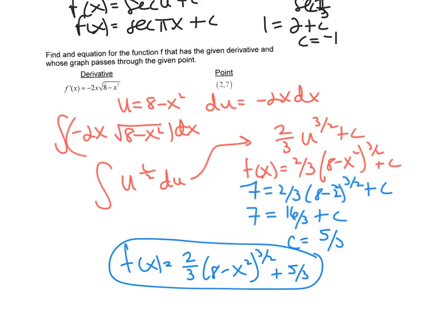All right, and hopefully you got f of x equals 2/3 times (8 minus x squared), all to the 3/2, plus 5 over 3. So feel free to check out my work if you had trouble with the fractions. Just be careful, this means raise it to the third power and then square root, or square root and then raise it to the third. So totally optional, up to you as to how you figure that out, but you should get 16 thirds there and then subtract, so you get 5 thirds.